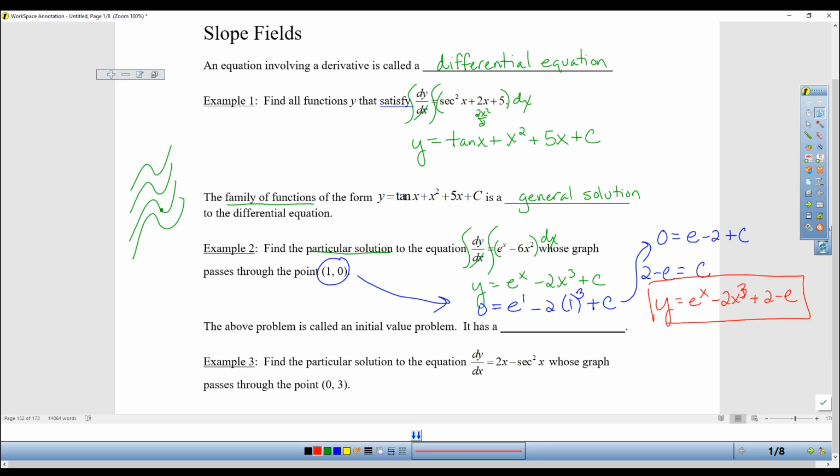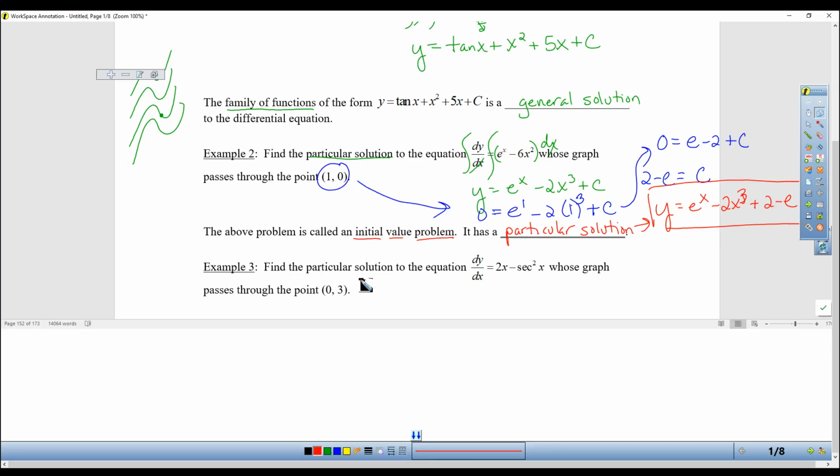So sometimes they will call this kind of problem an initial value problem. You don't have to memorize that or anything, but it should be obvious. They gave you an initial value. And again, then it would have a particular solution. So the green is the general solution, but then the red one is considered a particular solution.